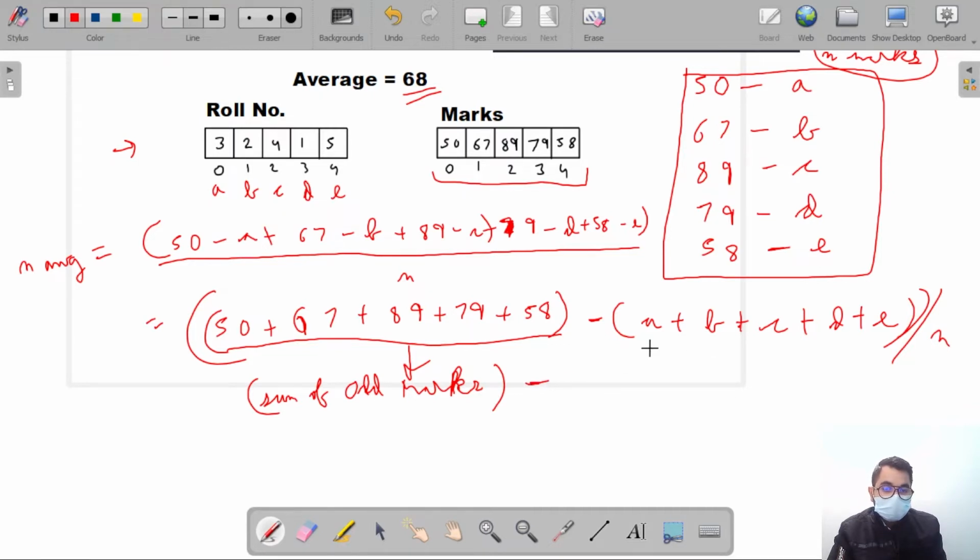And what was this representing? This was representing the number of swaps required for one student. Roll number 3's paper should be swapped A times. Roll number 2's paper should be swapped B times. Roll number 4's paper should be swapped C times. Roll number 1's paper should be swapped D times. Roll number 5's paper should be swapped E times. So that many times the paper should be swapped.